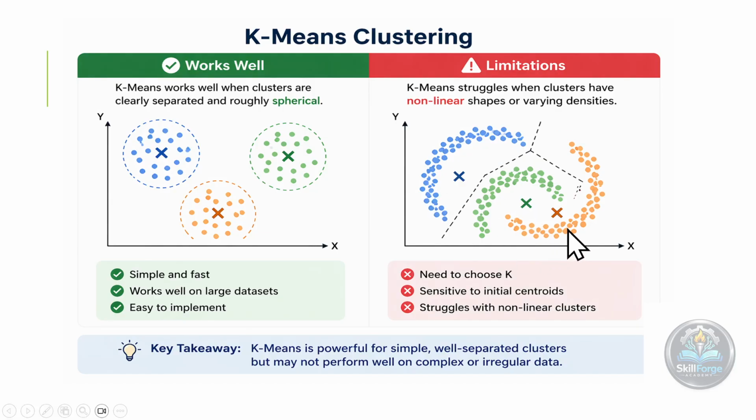Now look at the right side. Here the data has complex or non-linear shapes. K-means struggles in this case because it assumes clusters are circular and based on distance from the centroid. As a result, it incorrectly divides the data. Also, k-means requires us to choose the value of k in advance and is sensitive to initial placement of centroids. So while k-means is powerful for simple data, it may not perform well for complex patterns. K-means works best for simple, well-separated clusters but struggles with complex shapes. This you need to understand.